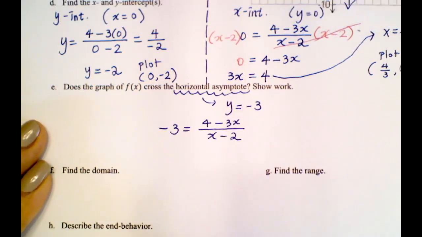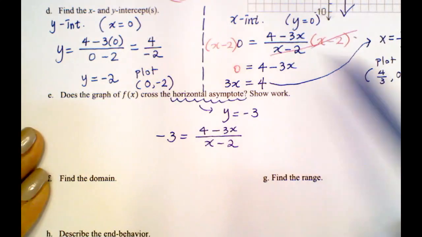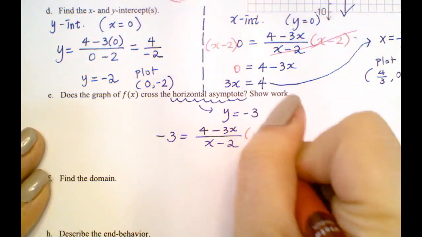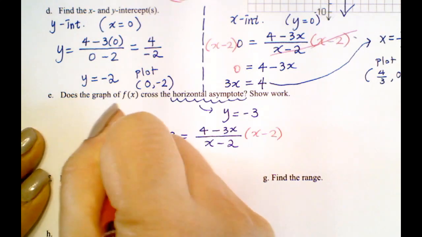Now, what did I do to both sides above here? It was a very similar type of equation, right? I'm going to multiply both sides by x minus 2. Take a look. I'm multiplying both sides by x minus 2.